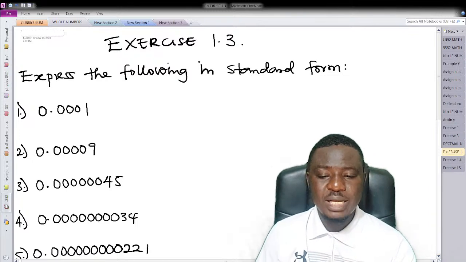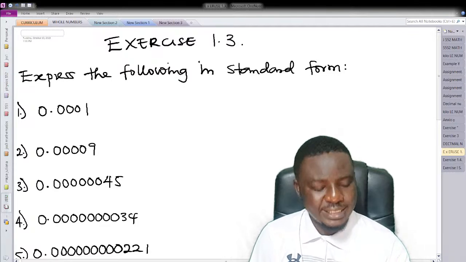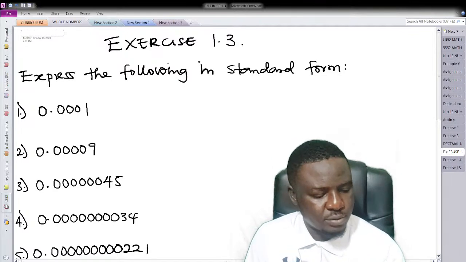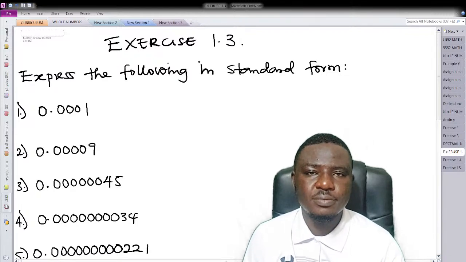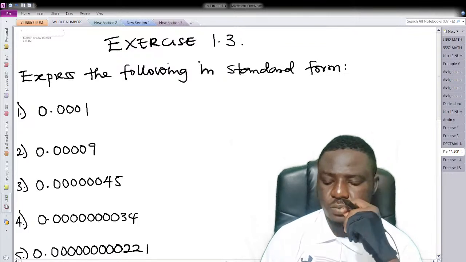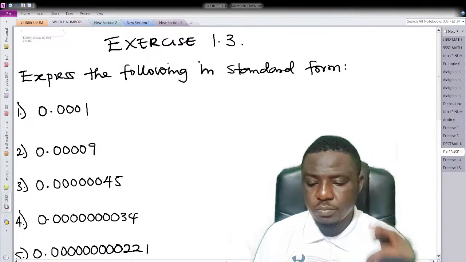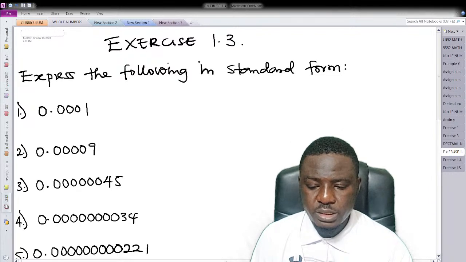Example 1. Exercise 1.3 says we should express the following in standard form. Sarah, are you with me? Do you understand all I have said so far? Sarah, do you understand? Are you following the class? Sarah, are you with me on this?